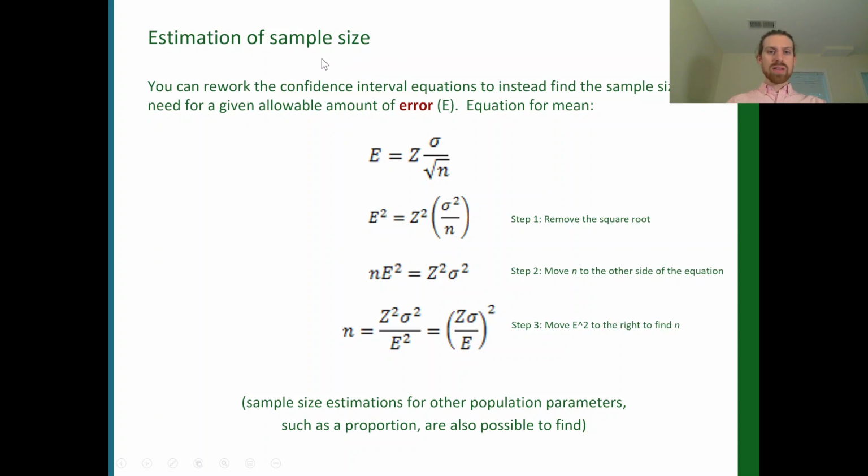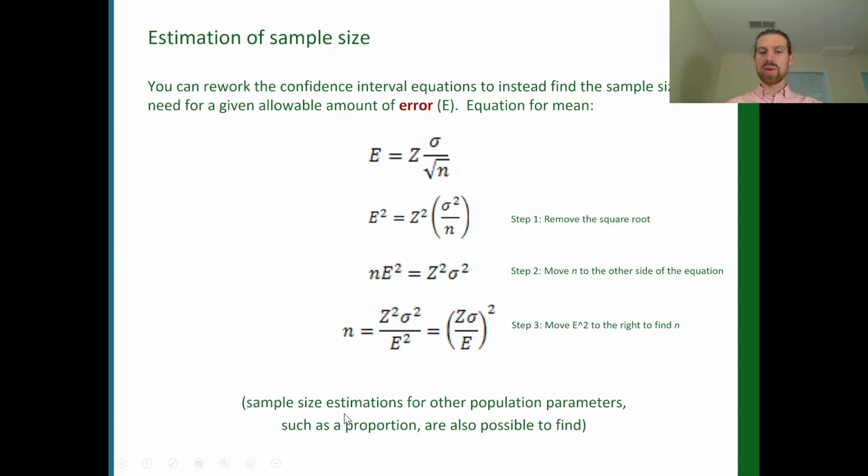So let's estimate the sample size. We can rework the confidence interval equations so that instead of finding the confidence interval for a given sample size, we find the sample size we need for an exogenously defined level of error that we see fit. The equation for the mean value in this case would be that the error is equal to the z-score multiplied by the standard deviation over the square root of n.